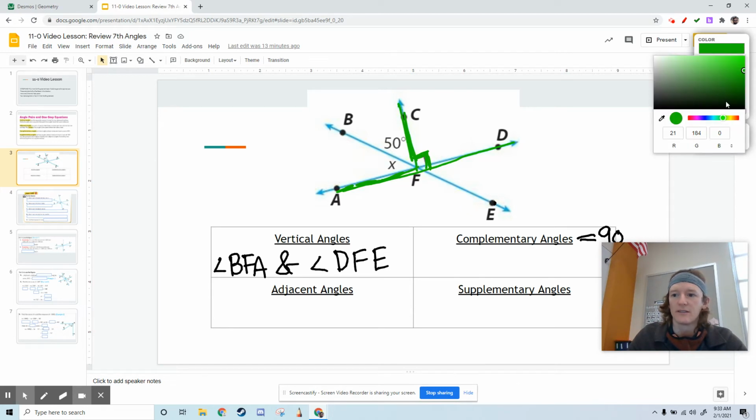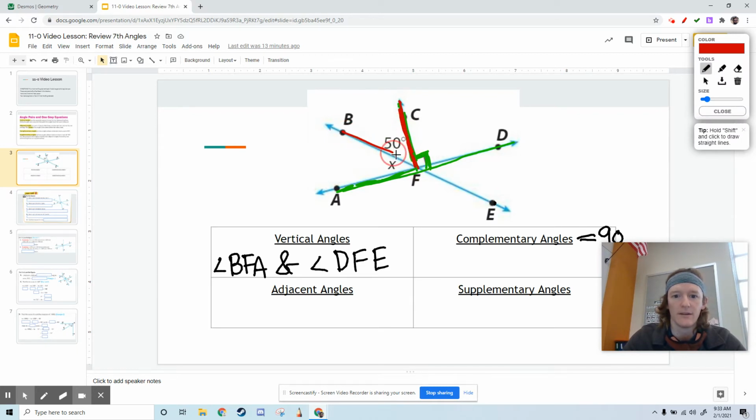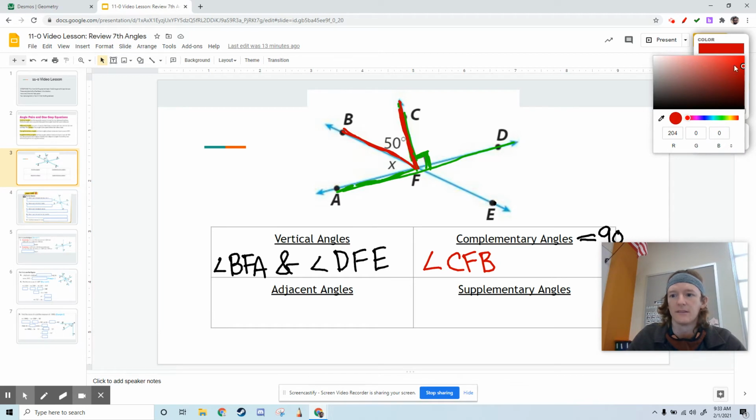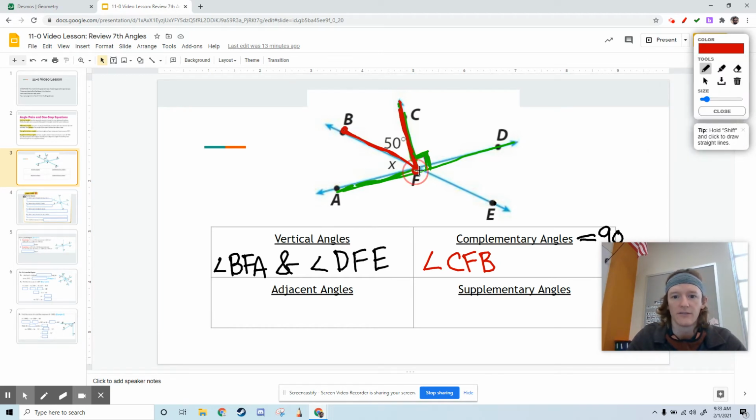So if I break this into a couple different angles that add up to 90, we can call them complementary. So we'll say the first one is angle CFB. And then that combined with angle BFA, angle BFA are complementary. They make a total of 90 degrees. The next one we're going to do is adjacent angles. These are angles that are just touching each other. They're right next to each other.